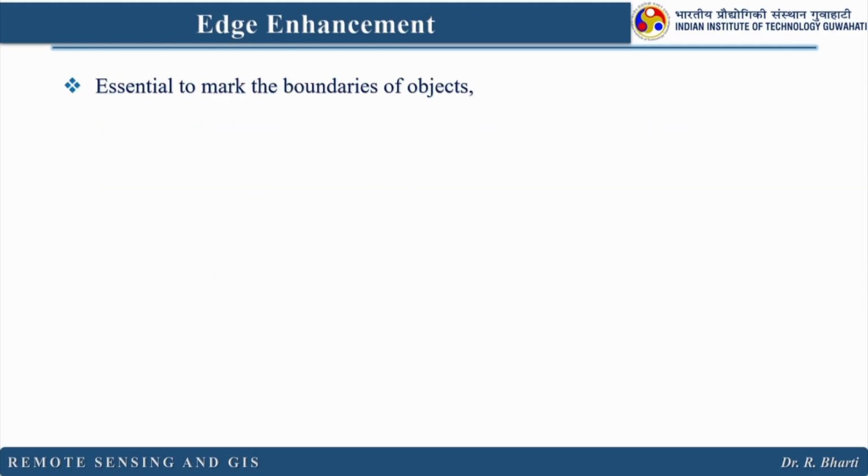Now it is very essential to mark the boundaries of objects. Why? Because our ultimate aim with a remotely sensed image is to interpret it, to have an input for our objective, right? Or for our model. So how can we do that? By identifying the object or by identifying the material. Here I have written: mark the boundaries of objects.